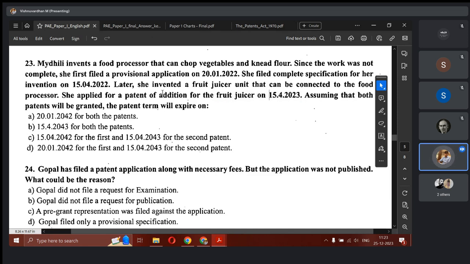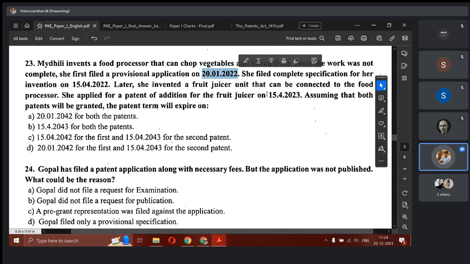Very simple. I already told you guys, even if the patent of addition is granted, the duration does not get extended. It will be the duration of the main patent itself. So the main patent was granted with respect to the filing on 20/1/2022. So this was the priority date. That means the 20 years is calculated from this. That means the duration of the patent is for 20 years from here. So the patent will expire on 20/1/2042.